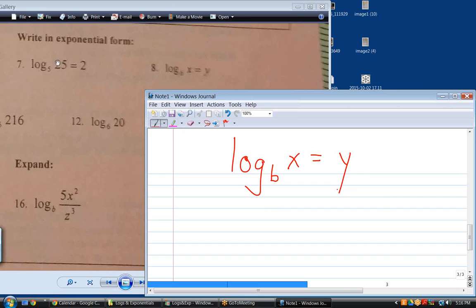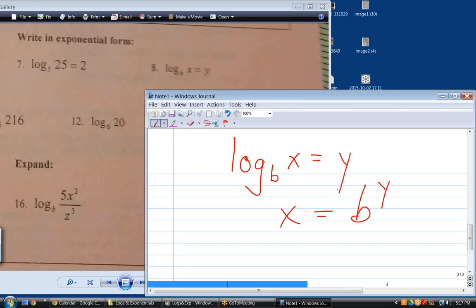Look at what you did on the previous one. It's the same exact problem. What was the answer to number 7? 25 equals 5 to the second power. Okay, so use that same exact logic to put this one. X equals b to the y power. It's as simple as that.